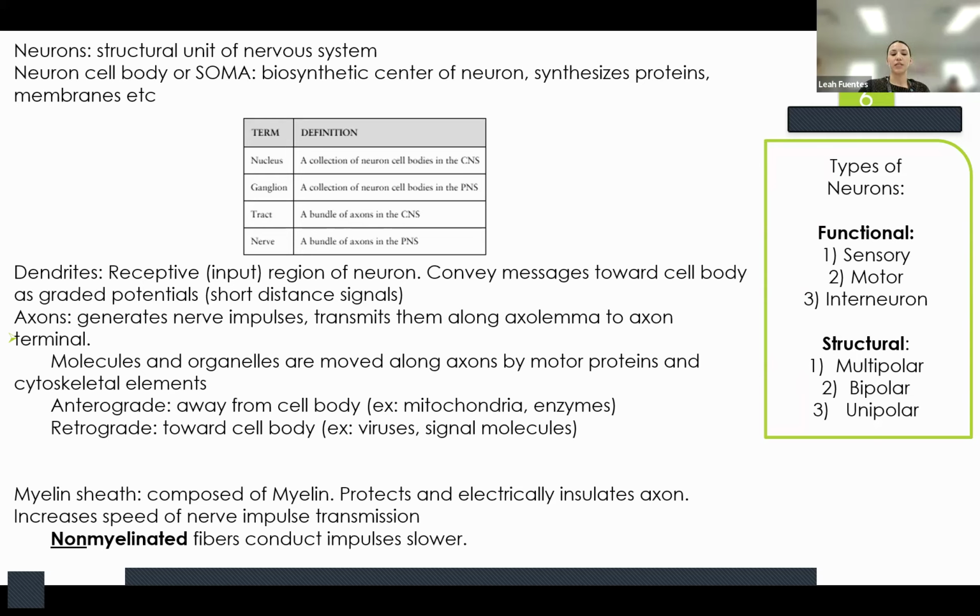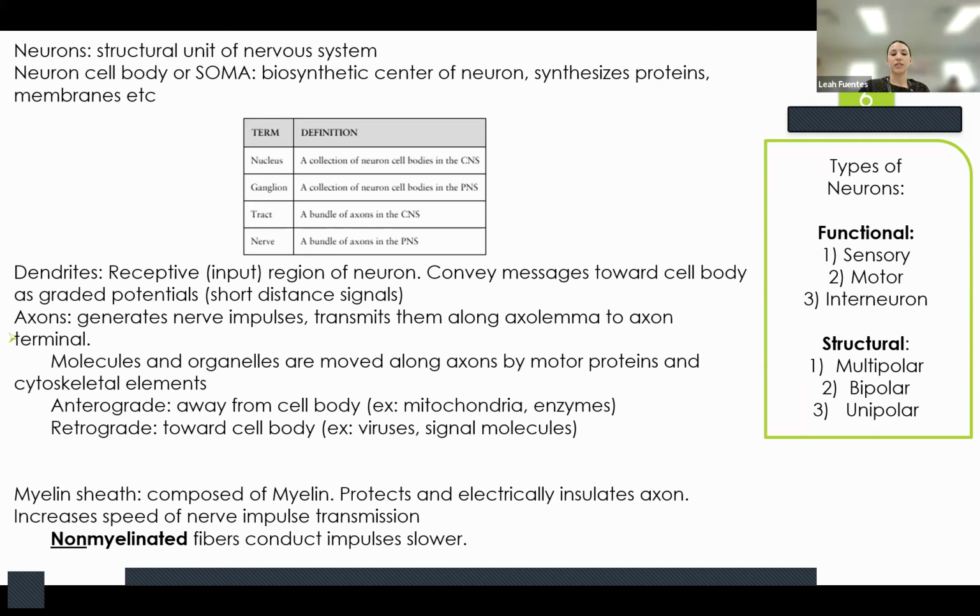And then interneuron is exactly what it sounds like. These are neurons located between the sensory and motor neurons. We can also classify them structurally. So we have multipolar, bipolar, and unipolar.